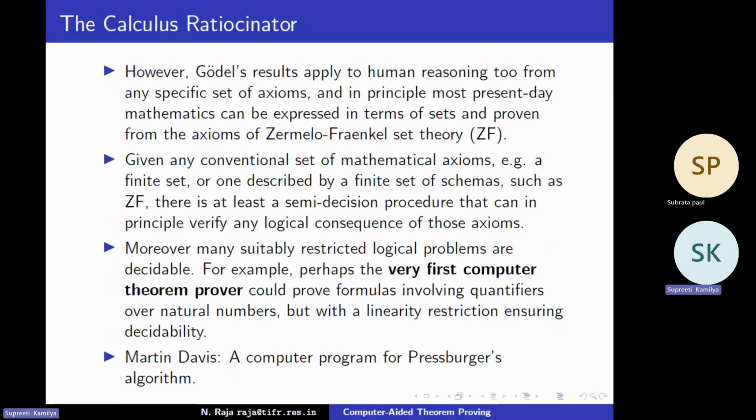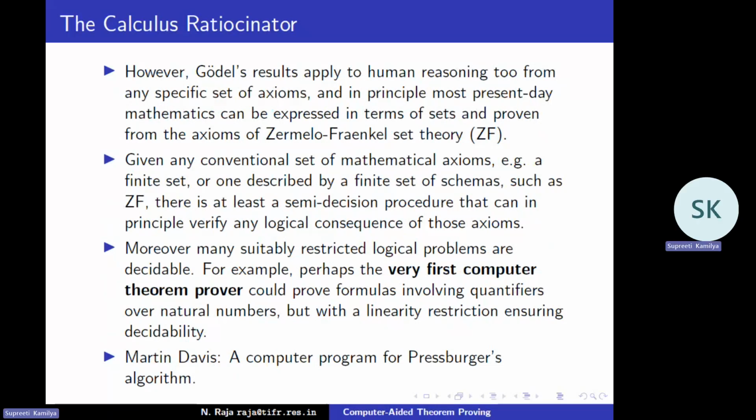At this point, I should mention that Gödel's results apply not just to computer programs; they also apply to human reasoning. Any kind of mathematics that you can formalize from the axioms of Zermelo-Fraenkel set theory, in terms of sets, then you have all the limitations that Gödel has shown you, even if you are going to do mathematics with human beings and not with computers.